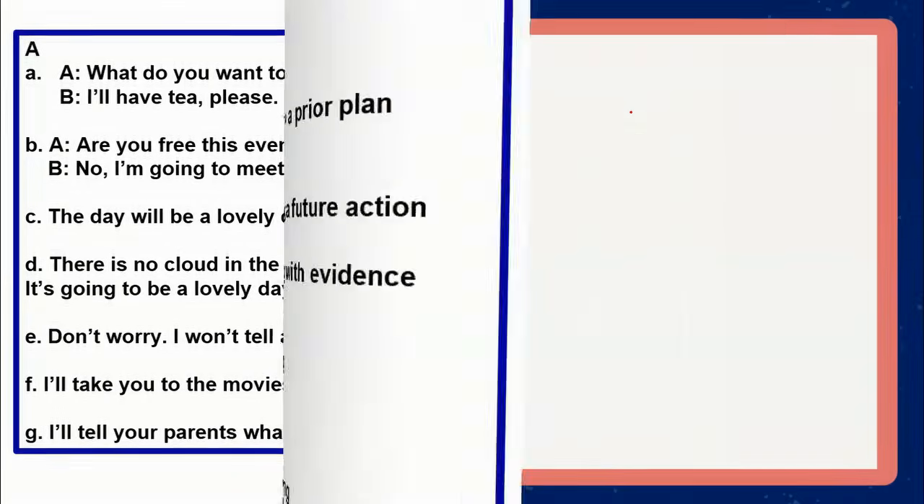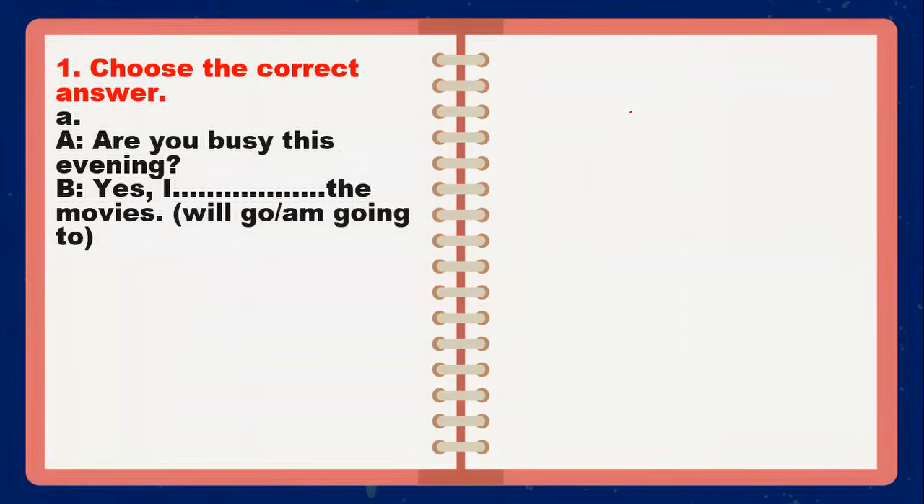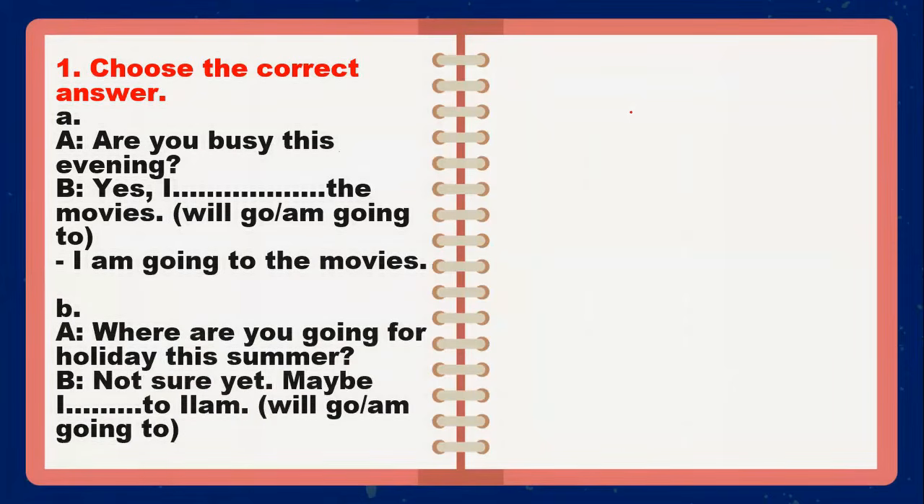Now moving forward, there is another exercise which says choose the correct answer. A number, are you busy this evening? And B says yes, I'm going to the movies. Yes भनिसक्यो, भनेपछि प्लान पहिल्यै बनाइसकेको छ, going to. B, where are you going for holiday this summer? Not sure, maybe I will. Not sure भनेको maybe ले के देखाउँछ भने प्लान बनाइसकेको छैन, so will.